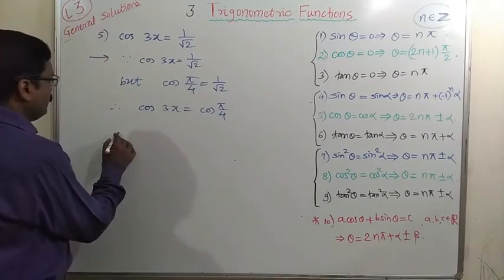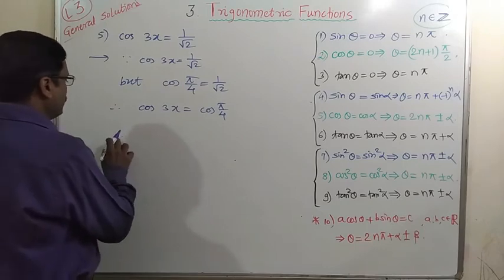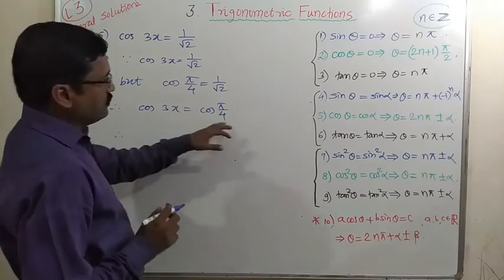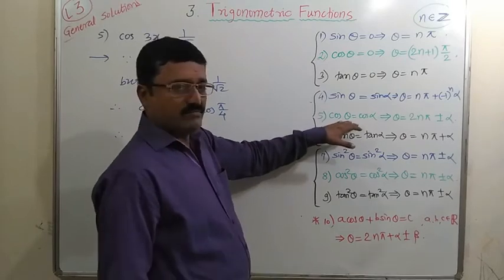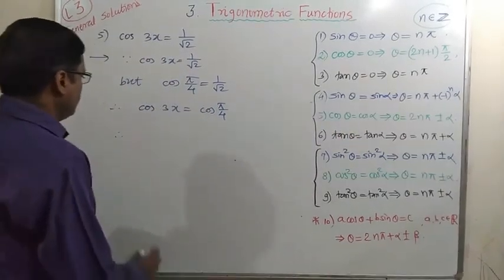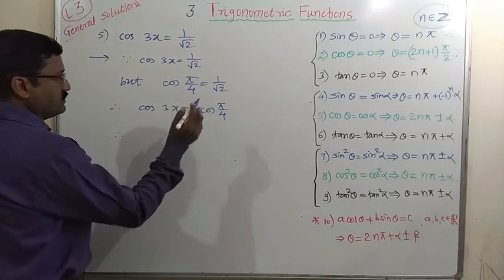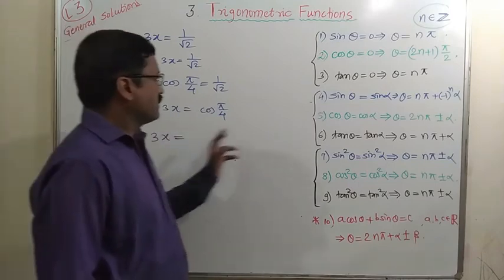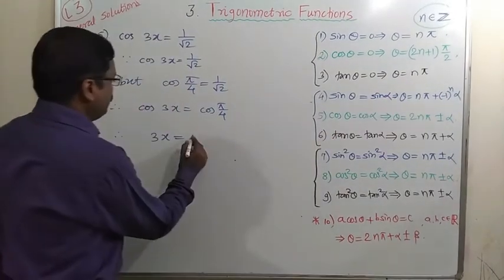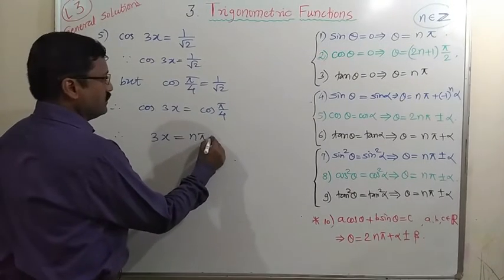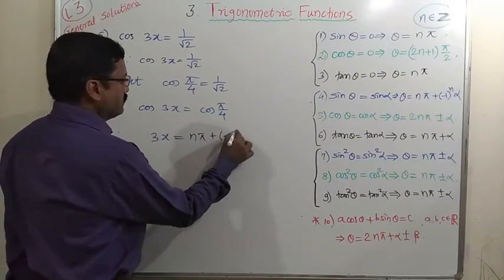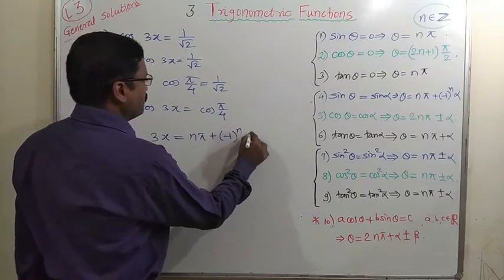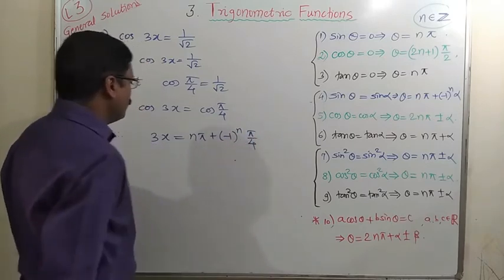Therefore for angle 3x, here we get cos 3x equal to cos theta. So use formula number 5 again, and from that we can write directly. Using that, we get 3x, meaning theta, equal to n pi plus minus 1 raised to n into alpha.